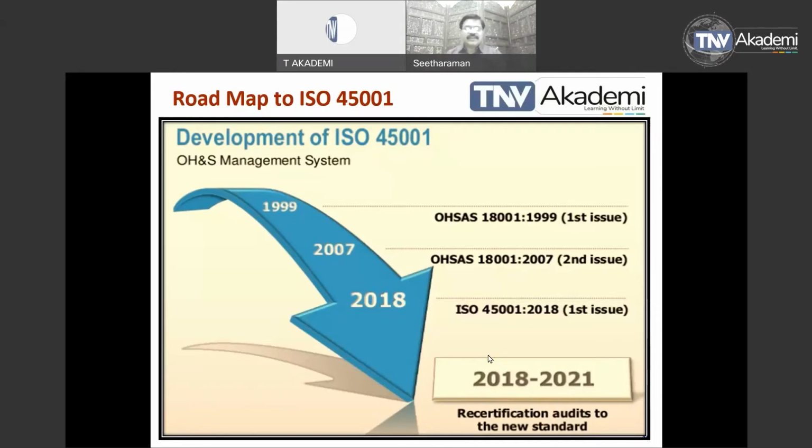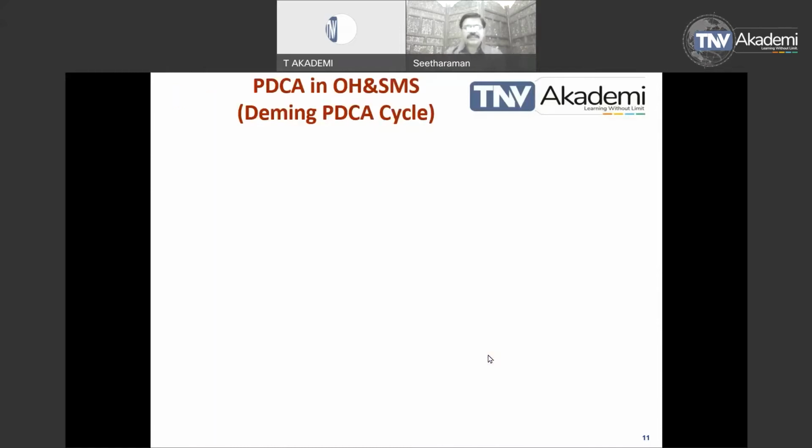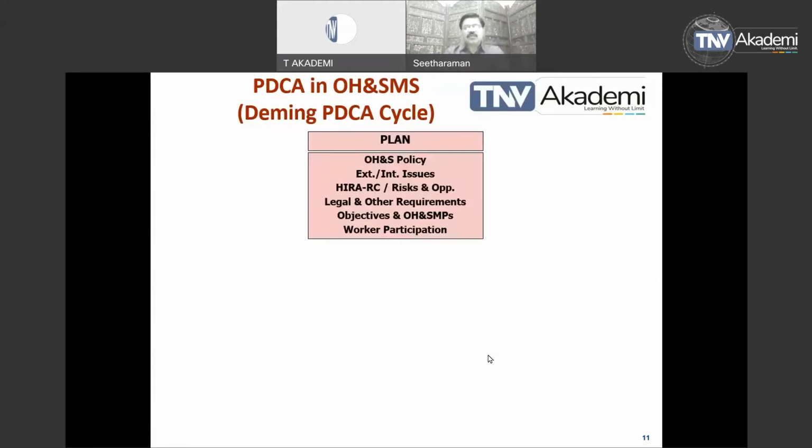But now this OHSAS 18001 standard is no longer valid. So nobody is going for it because everybody goes for ISO 45001. Now the process approach, the PDCA, which is a hallmark of all the ISO management system standards, is also applicable in this ISO 45001 standard.